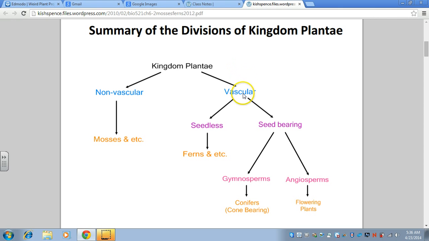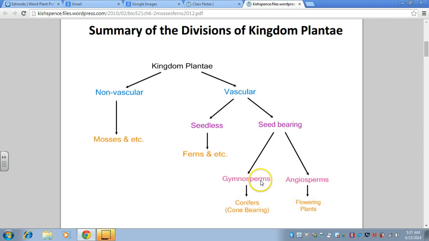Of the vascular plants, some of them are seedless. So the seedless vascular ones include ferns and their relatives, like whisk ferns and horsetail ferns and club mosses. Some of the vascular plants are seed-bearing plants. So there's two groups of seed-bearing plants. There's gymnosperms and there's angiosperms.